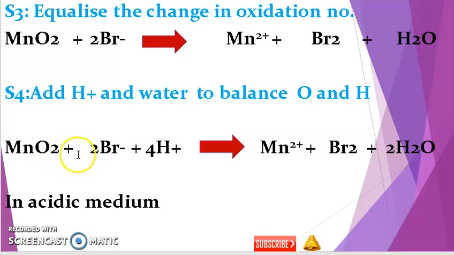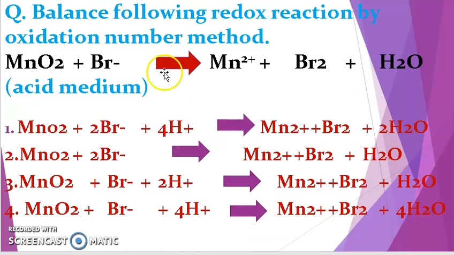Now we got the final equation. What is that? MnO2 plus 2Br minus plus 4H plus gives Mn2 plus and Br2 plus 2H2O. So this is a balanced equation. So from the options we are choosing this one: first one, MnO2 plus 2Br minus plus 4H plus gives Mn2 plus, Br2 plus 2H2O. So this is the correct answer for this question. The first option is the correct answer.